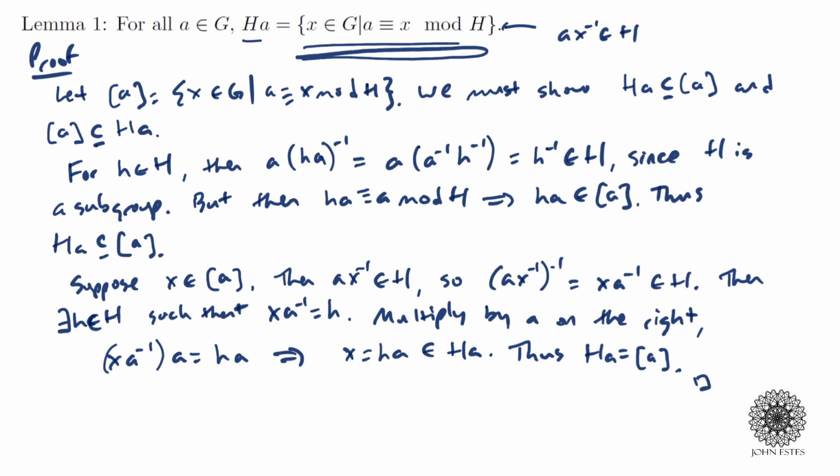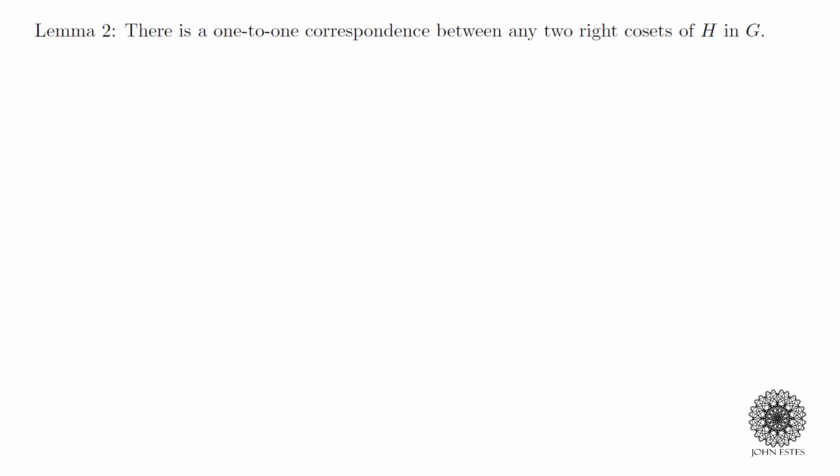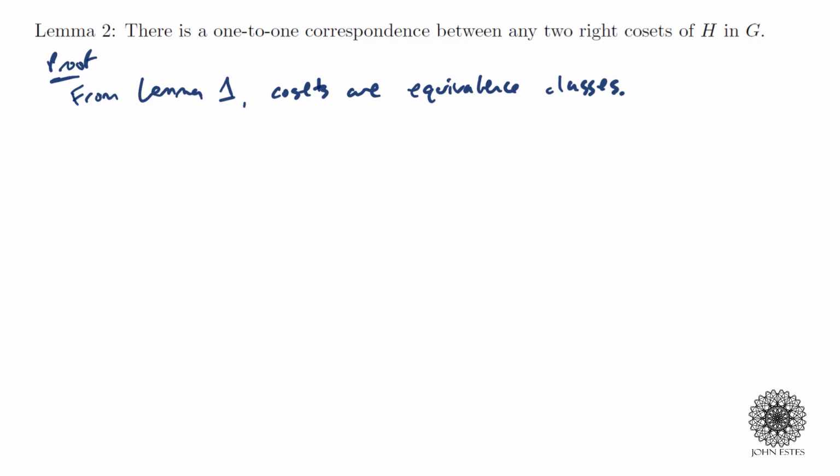Alright, so now let's go ahead and prove Lemma 2. Remember, Lemma 2 says that there's a one-to-one correspondence between any two right cosets in G. Alright, so how do we do this? Well, from Lemma 1, cosets are equivalence classes. And in a common algebra text, you'll have proven by this point in the course that equivalence classes form a decomposition of G. So these classes decompose G into sets. So what does that mean?